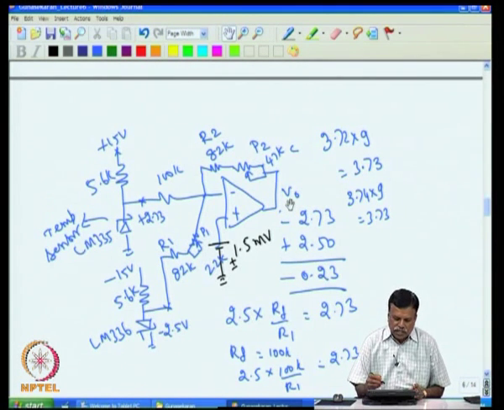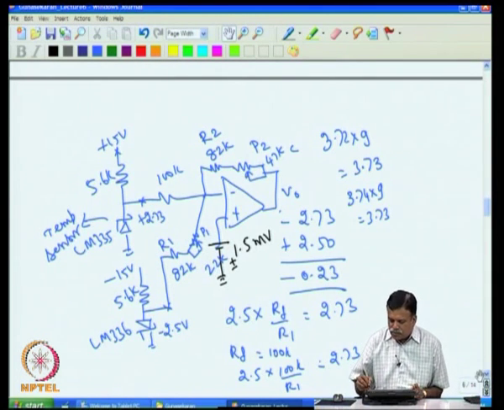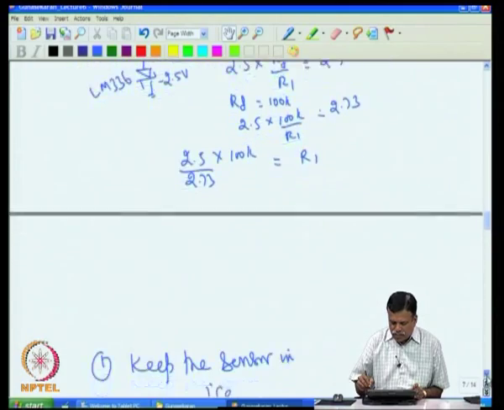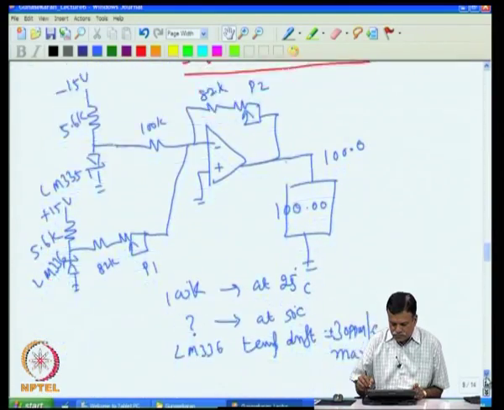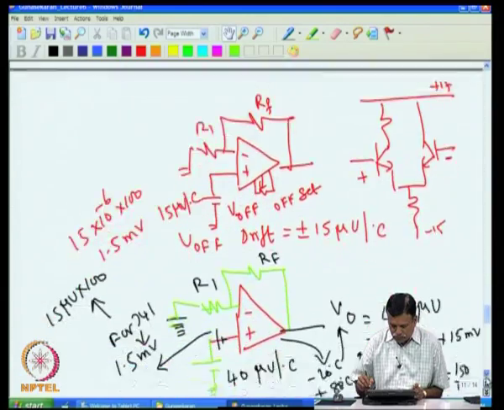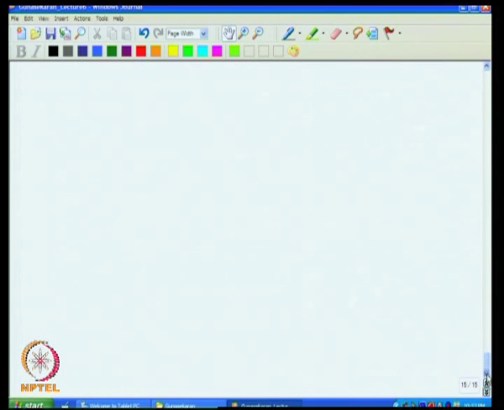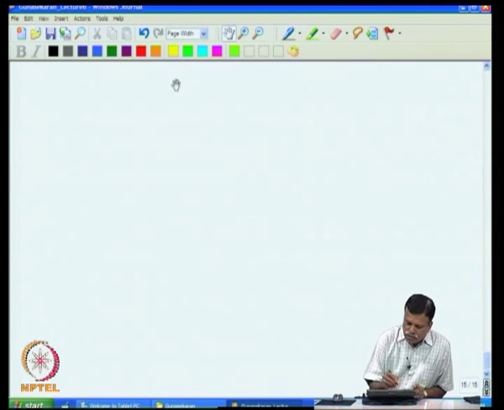There is another significant error, which is the resistances. Actually, the resistance values change with the temperature, and they change in a very peculiar manner. So, we will look into the resistance drift, how the resistance drift is occurring, in a detailed manner.